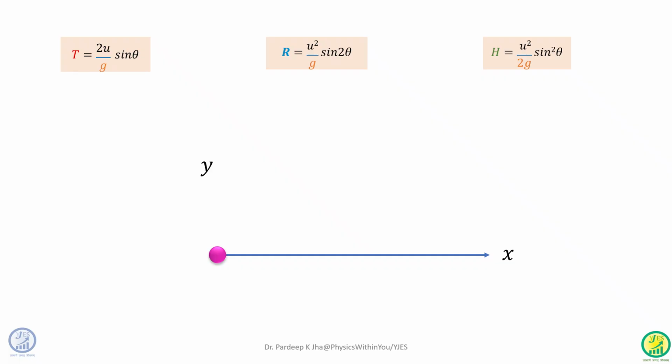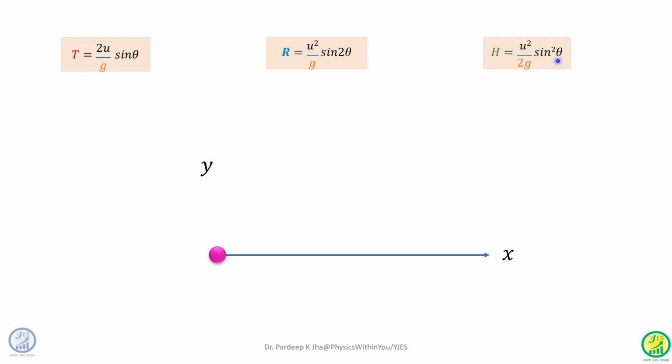Then we come to the maximum height. The relation has almost the same three parameters, but here we have the square like R, because they have the same dimension, as this is also distance and this should also be distance. So g is there, and the only difference is the factor 2. Here it was sine theta, sine 2 theta, and sine square theta. So this way you can recall all the things, and remember that you can use the dimension to understand what the relation is. T contains only u, R and H contain u square.